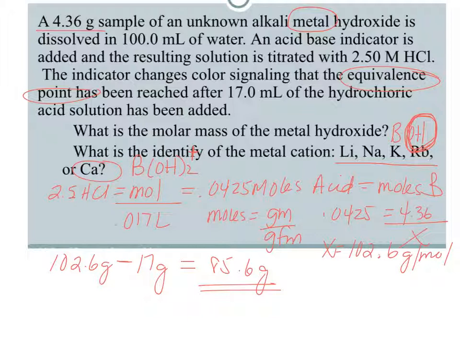But I can tell you right now, calcium is around 40. It is 40. So 102.6 minus 34 is not anywhere near 40. So we know it had to be a monohydroxy base. So let's look at the molar masses of lithium, sodium, potassium, and rubidium. And it's not exact, but rubidium is the closest. So that must have been the metal hydroxide.